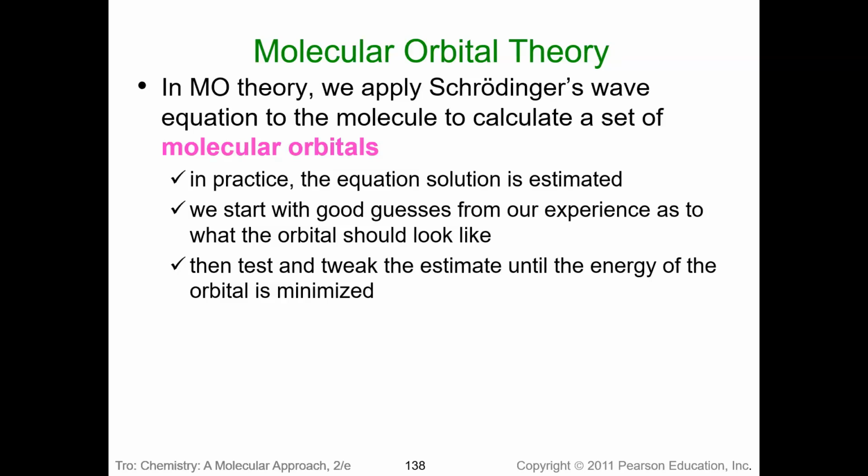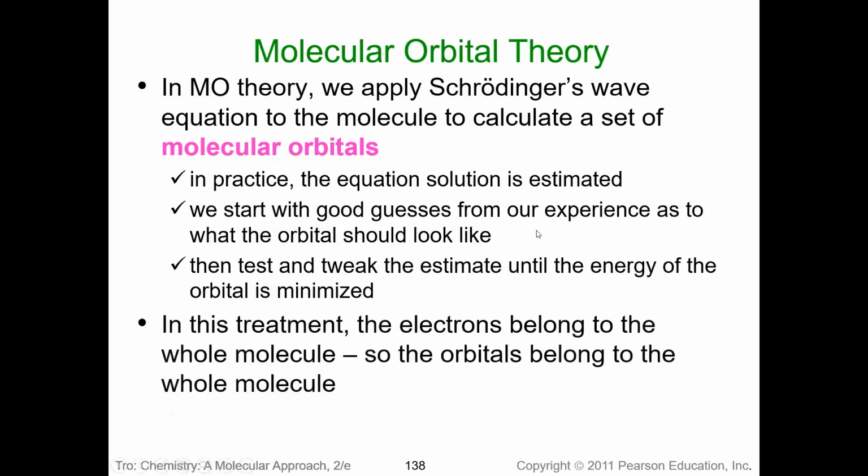These molecular orbitals are estimated. We start with good guesses and they're calculated. So you can't necessarily predict them. It's more of a computer model that has predicted them for us. They test them and tweak them. It's really made by a computer model.